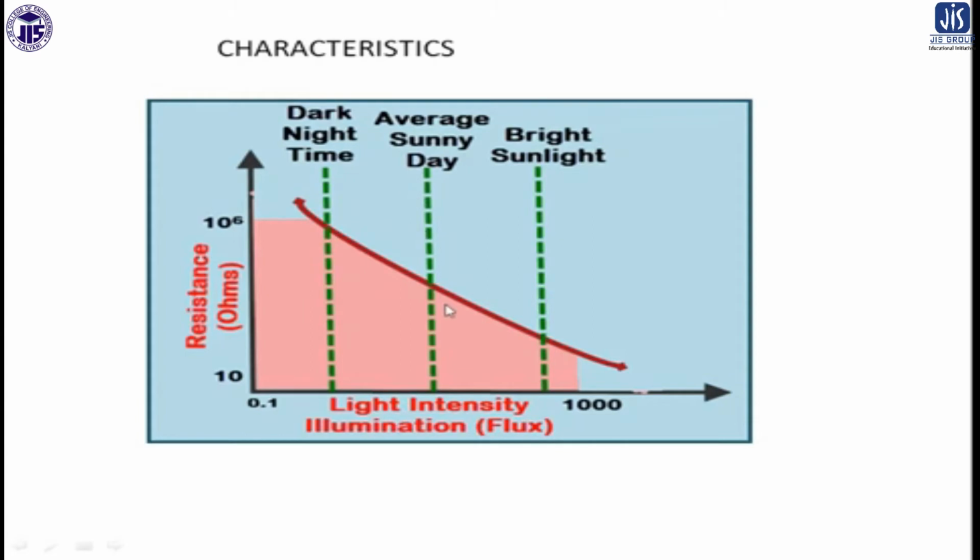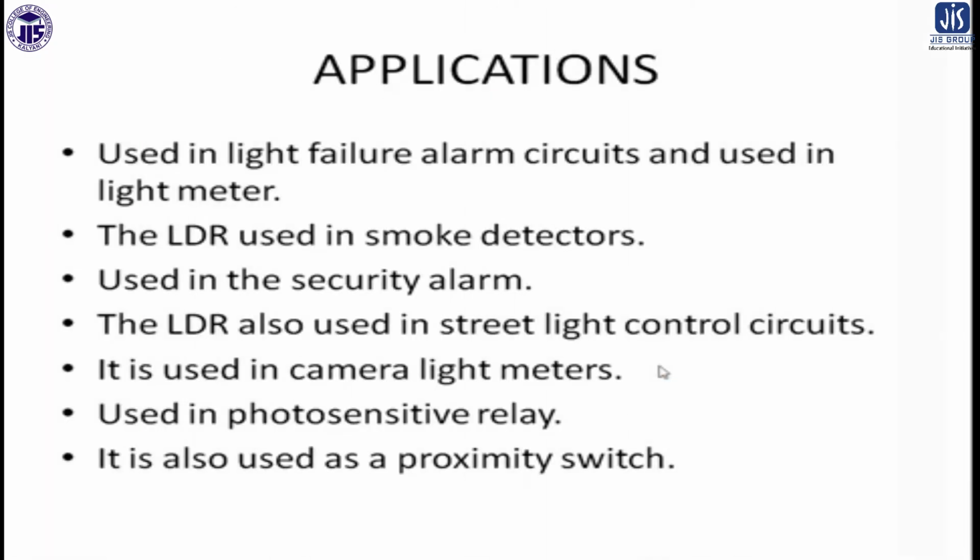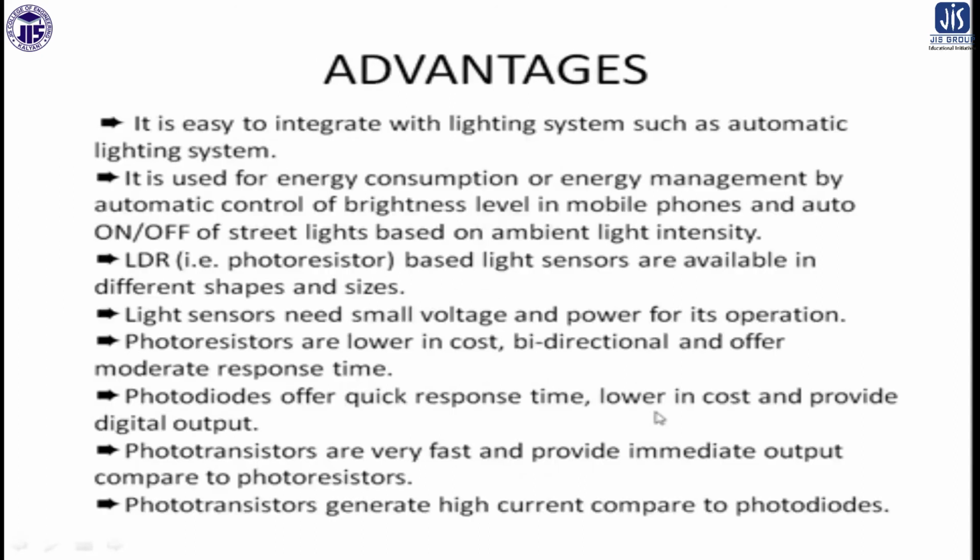At dark time, the light intensity is low and the resistance is high, huge. In sunny time, when the light intensity is medium, the resistance is medium. But when the light intensity is high, the resistance is low. Coming to the applications, you can use the LDR in various types of applications. The LDR is used as a smoke detector, or you can use it for street light control.